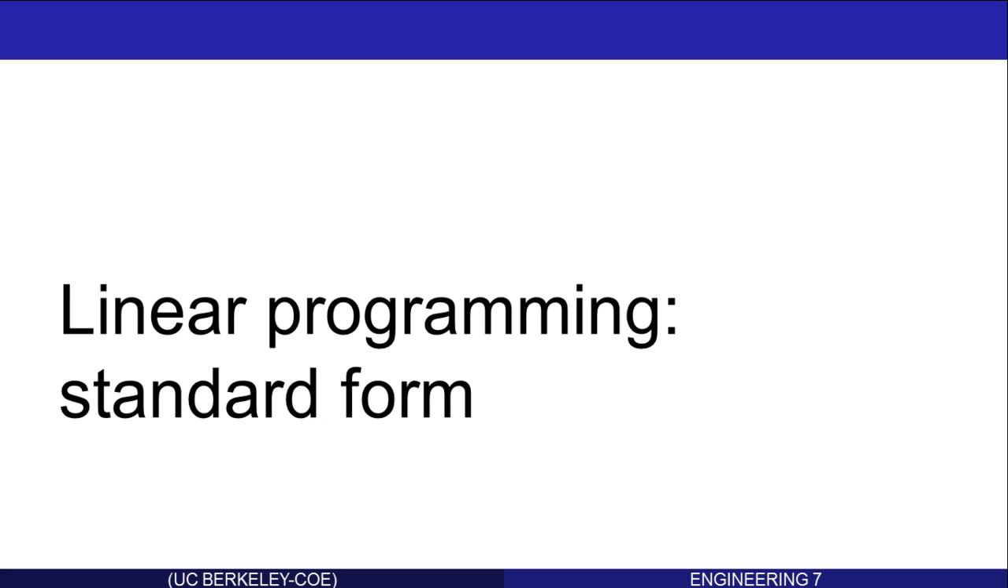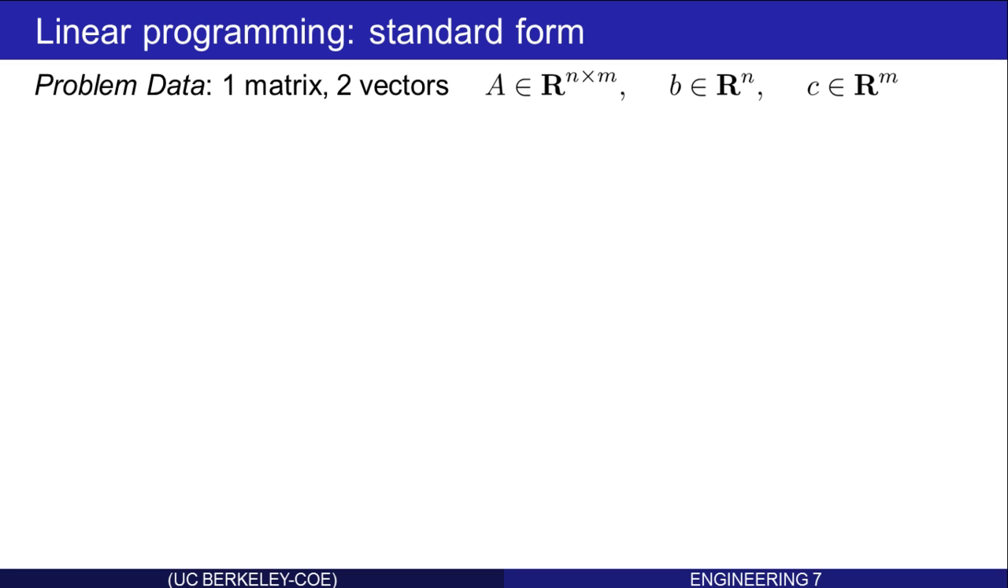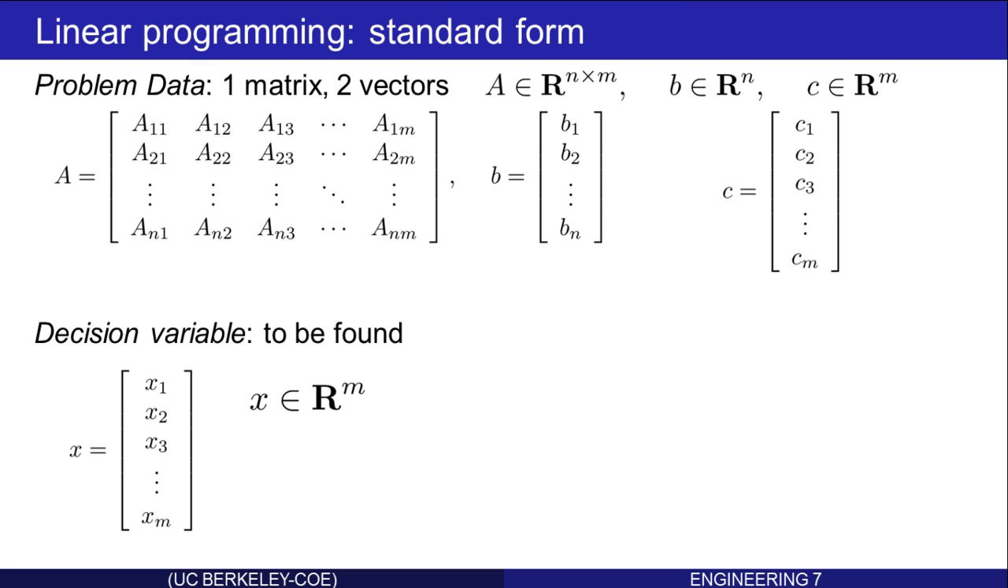In this unit, we'll go over what's called the standard form of a linear program. The problem data consists of one matrix and two vectors. A is n by m, b is n by 1, and c is m by 1, and they appear like this. The decision variable to be found is x, which is an m by 1 vector.